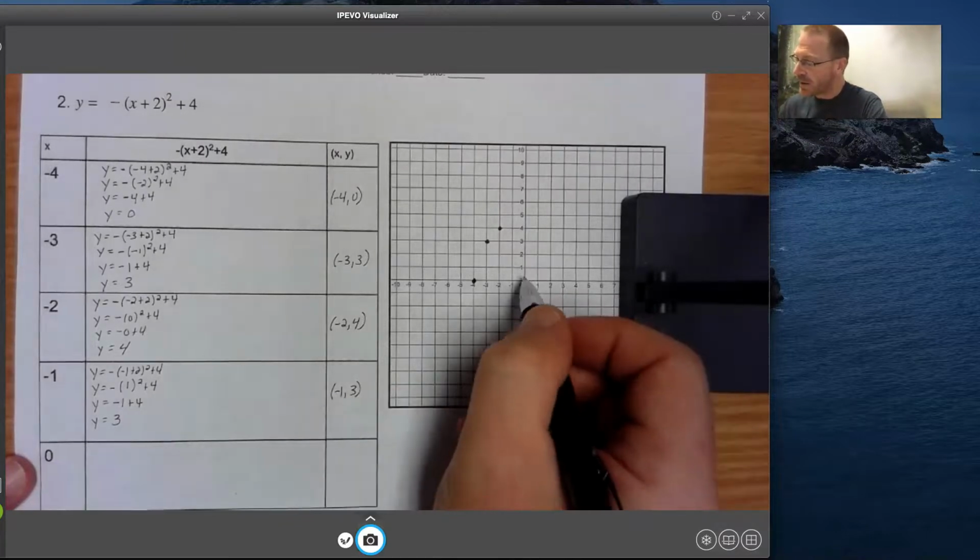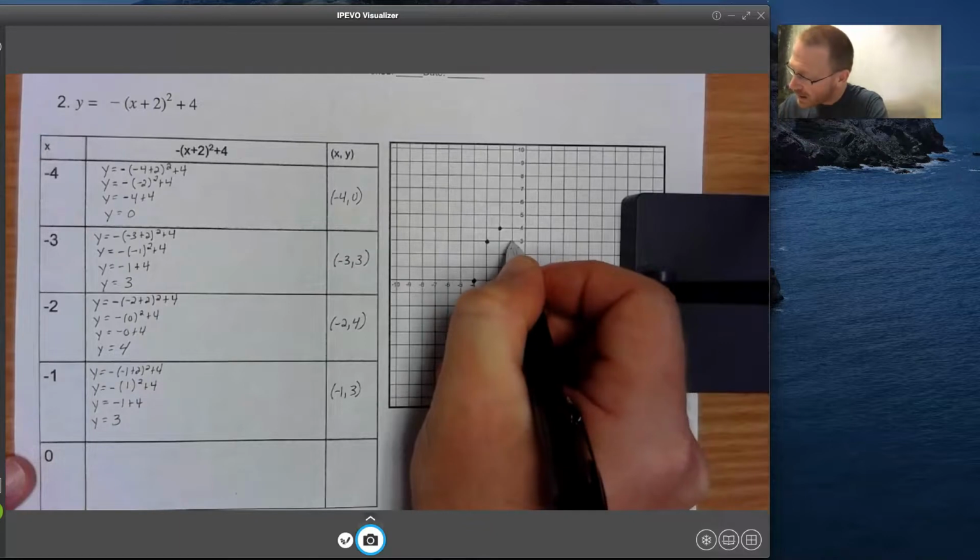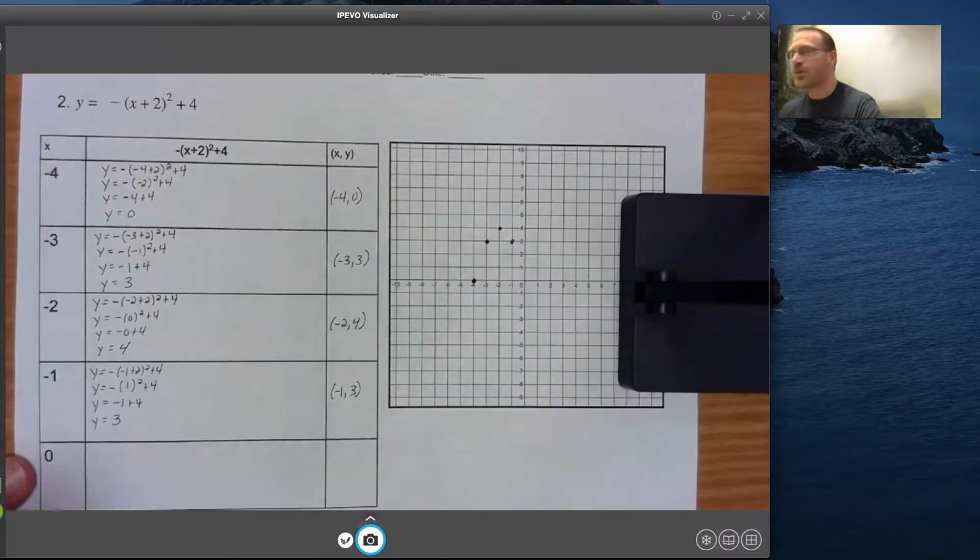And notice what happened here. So -1, 3, I'm coming back down. So we've turned. And so think about what functions have a turning point. We were going up, and now we're coming back down. So hopefully you're thinking that this is either quadratic or absolute value.